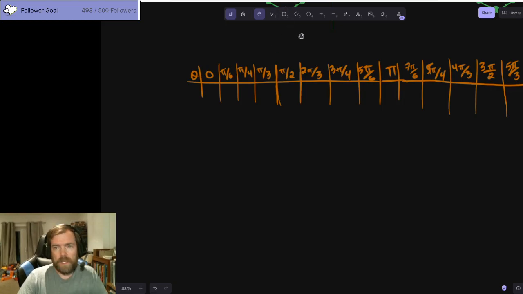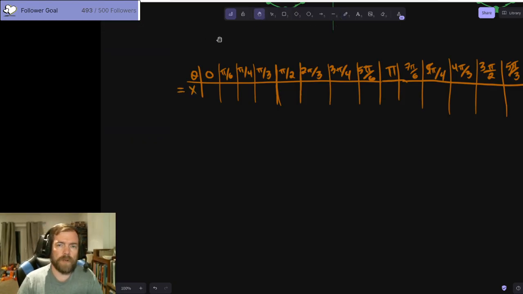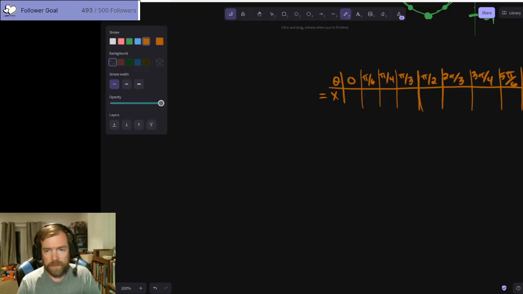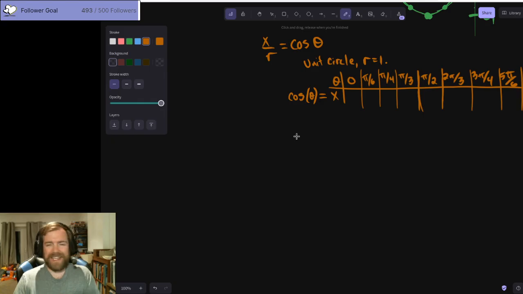It is. But here's the thing, right? Again, I don't really want you to think of it in terms of, oh, it's just x values. What we want to do is show you why they are so named, right? X's are going to be your cosine thetas on the unit circle. R equals 1. Or else you could say, okay, x over r, our ratio, is going to be the cosine of theta.